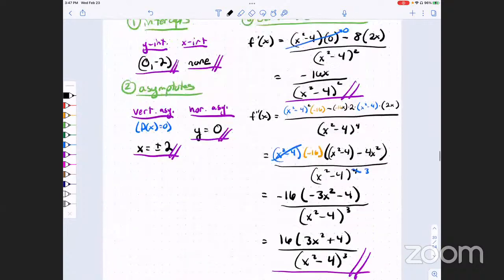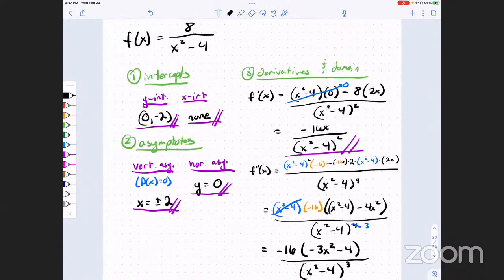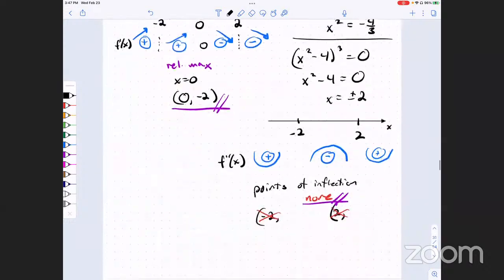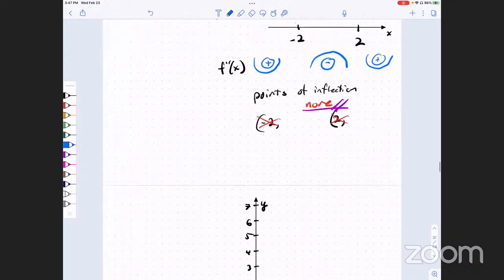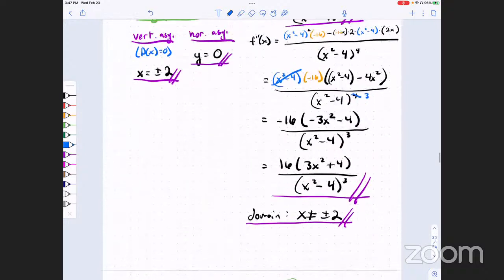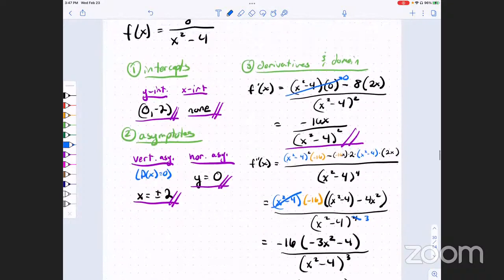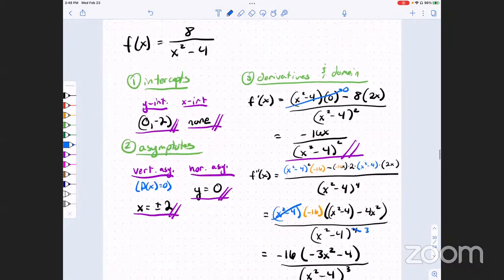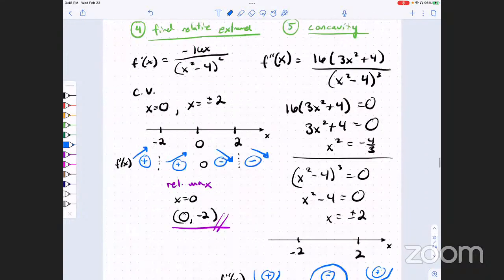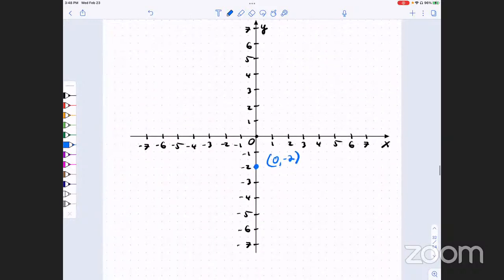So if we go back to the first one, we got a y-intercept of 0, -2, and no x-intercept. So then I'll do it like this. 0, -2 is here. Okay. Then let's see. So then asymptotes, we got vertical asymptotes. We got ±2. Okay, so let's go ahead and add that.